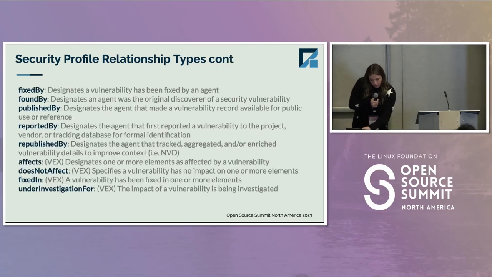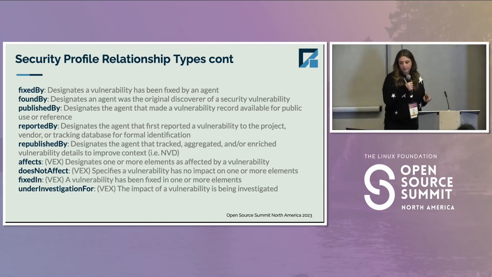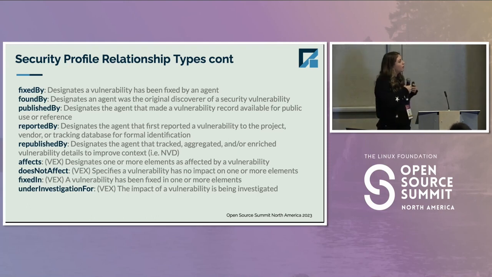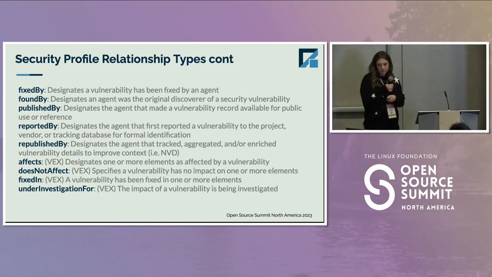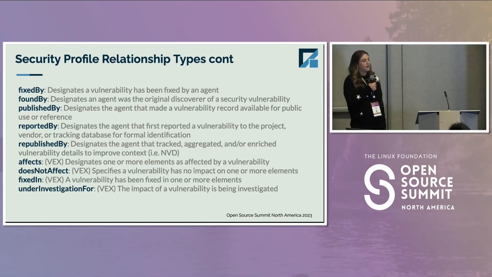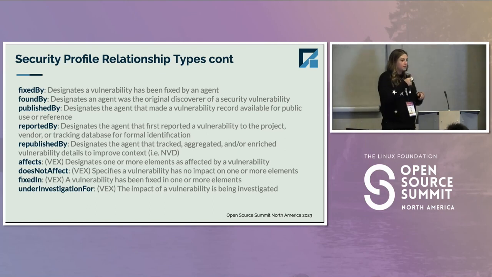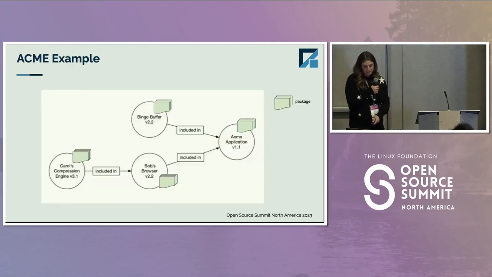We have more. So fixed by, found by, published by, reported by, republished by, these are relationships that you might use to associate an actor with a vulnerability element. And so this is all in the model on GitHub. If you want to look at more of those definitions, there's also these affects, does not affect, fixed in, and under investigation for. Those are VEX relationships that you'll use for VEX relationship elements.